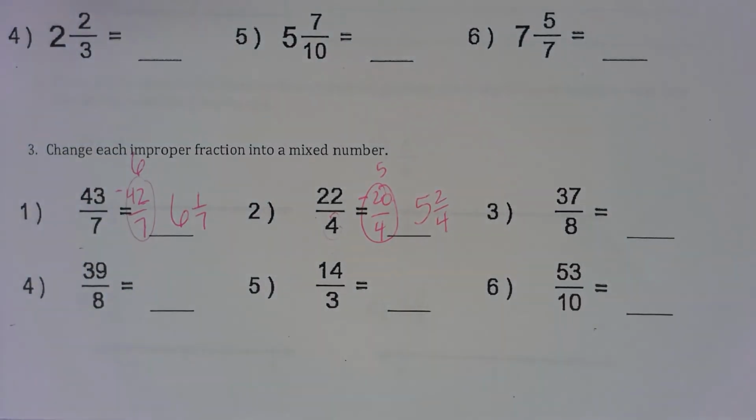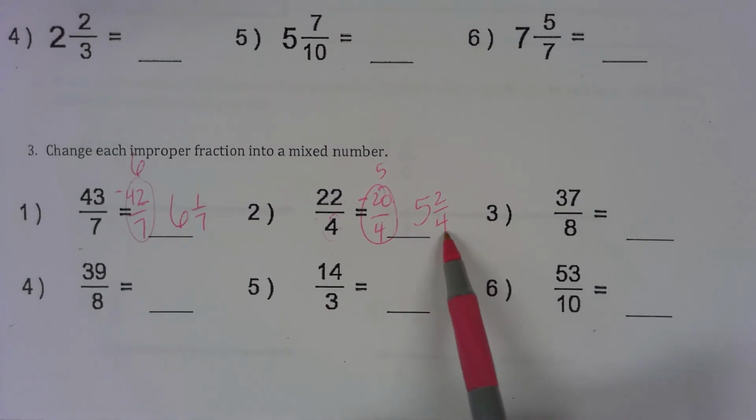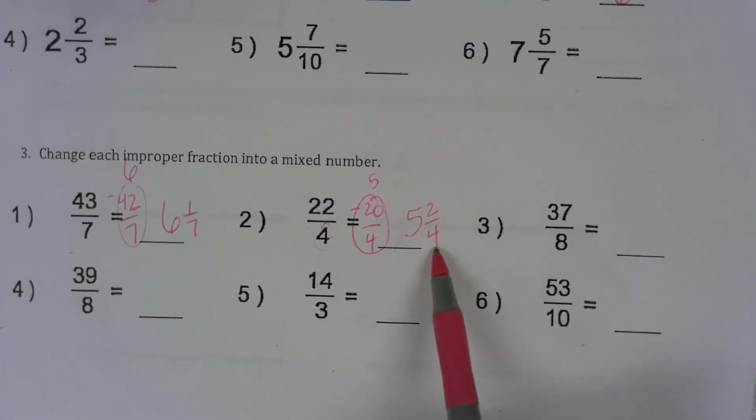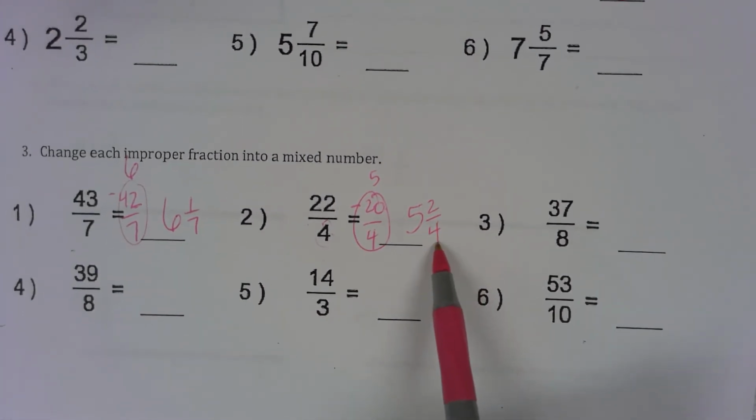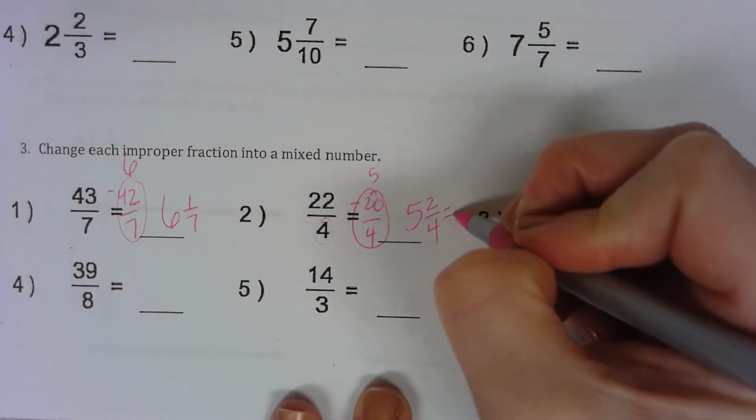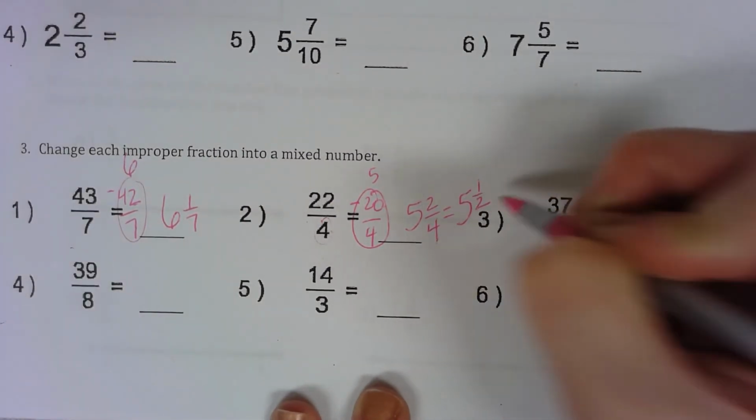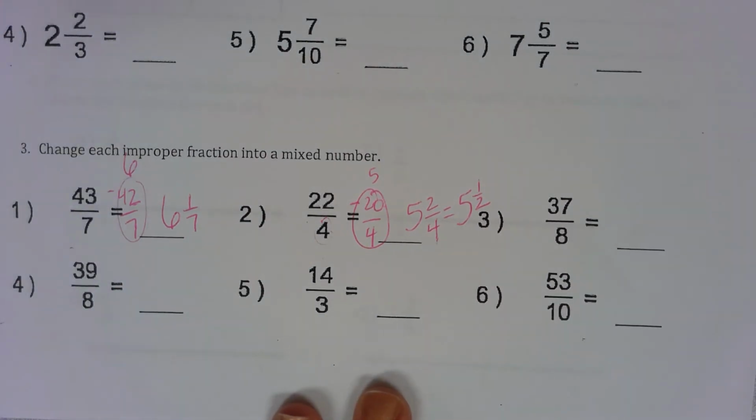But wait a second. This isn't my best answer. 2/4, yeah, that's an okay answer. It's the right answer, but it's not our best answer. We would then have to simplify this down to be 5 1/2. So 5 1/2 would be our answer.